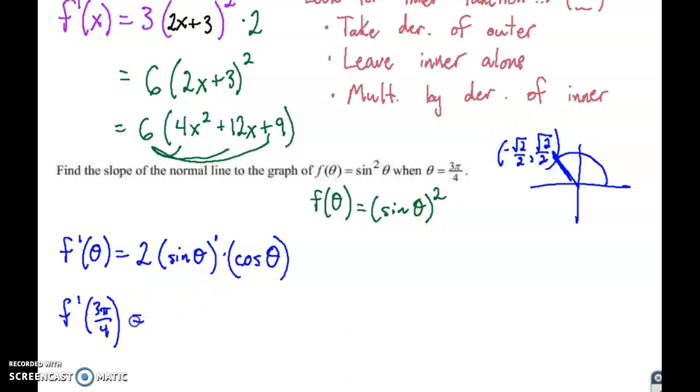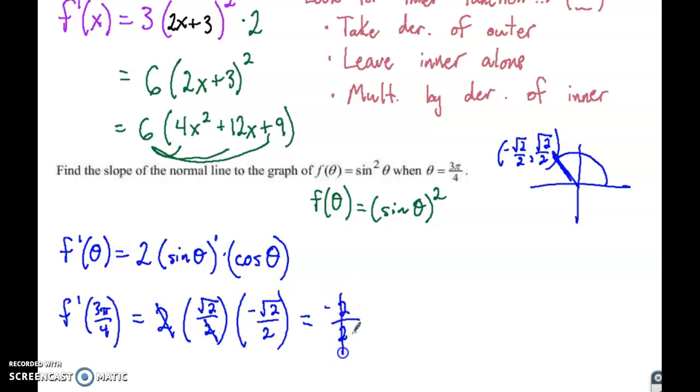So now our answer to this is 2 times sine, which is the y-coordinate, and cosine is the x-coordinate. Well, this is nice. Maybe just cancel out these 2's. Root 2 times root 2 would be 2. Oh, well, another set of 2's canceled. So you're looking at negative 1.